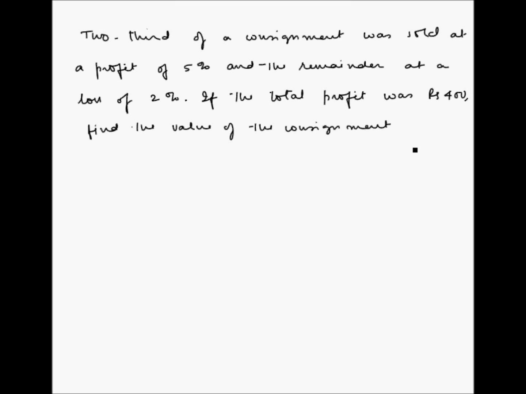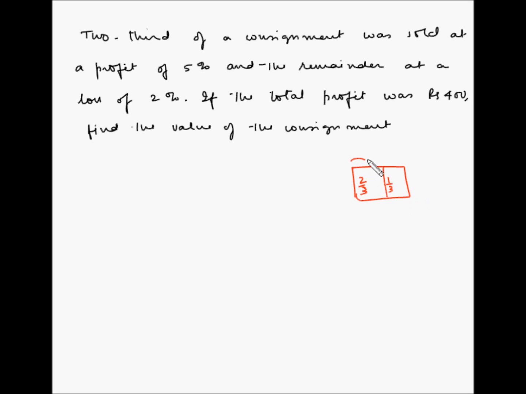2/3 of a consignment was sold at a profit of 5% and the remainder at a loss of 2%. If the total profit was rupees 400, find the value of the consignment. So let's say this is the entire consignment and 2/3 of this was sold at a profit while 1/3 was sold at a loss.